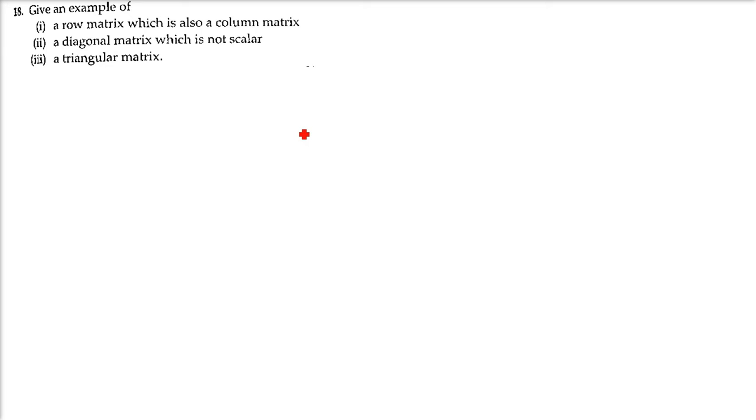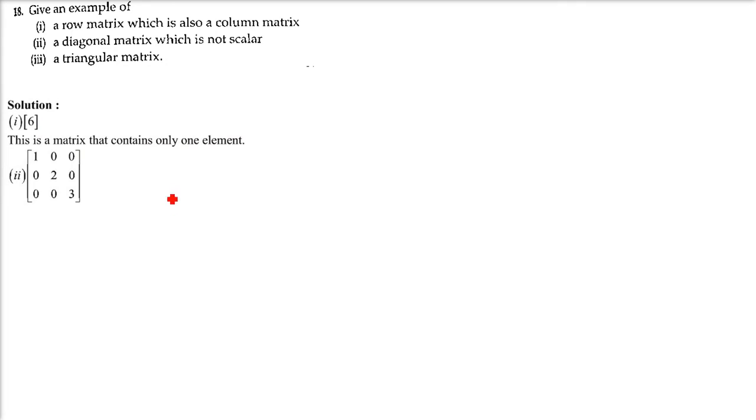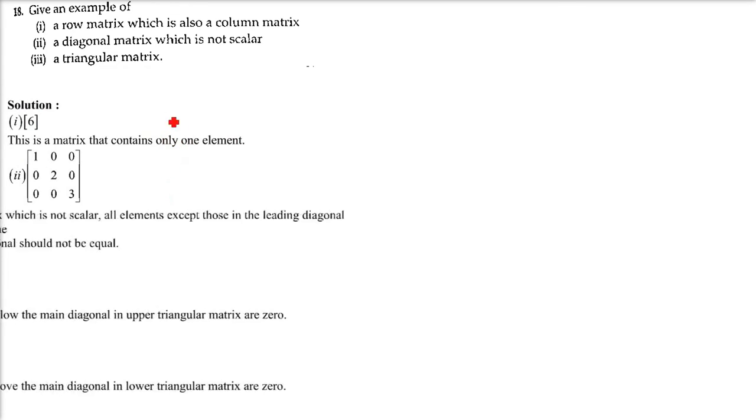Give an example of a row matrix which is also a column matrix. Row and column, it has to be together. Also a diagonal matrix which is not scalar, and a triangular matrix. Let me show you the answer first so that you have an idea what I'm actually explaining.